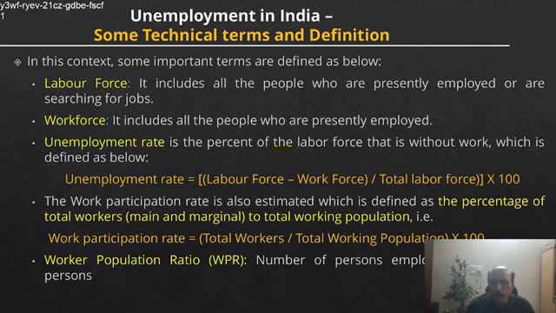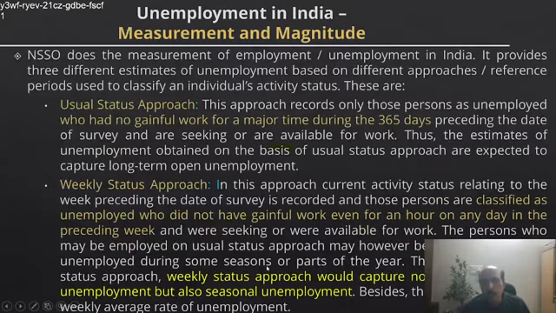And the third term we are using is work participation rate. Work participation rate is estimated to be the percentage of the total workers to the total working population, who is already working. That is called work participation rate. And work population ratio is how many persons are employed per 1,000 population or per 1,000 persons. Normally the last one is never used in this process, but the first four terms, labor force, workforce, unemployment rate, and the work participation rate, are the terms which are frequently used when we discuss the issue relating to unemployment.